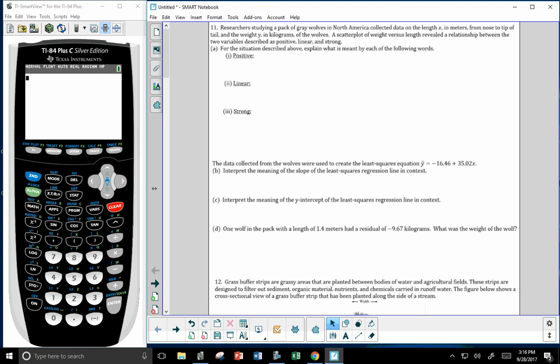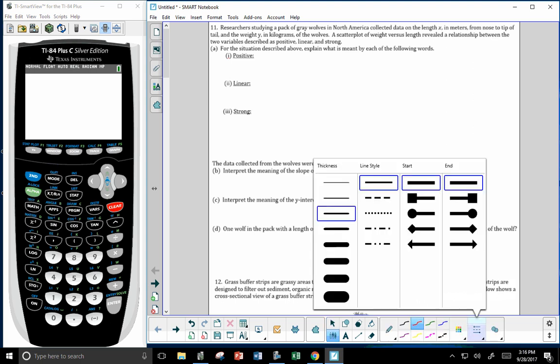Okay, this is the Chapter 3 test, the FRQ portion explained because we didn't have time in class to go over it. Okay, so number 11, researchers studying a pack of gray wolves in North America collected data on the length X in meters from nose to tip of tail and the weight Y in kilograms of the wolves. A scatter plot of weight versus length revealed a relationship between the two variables described as positive, linear, and strong.